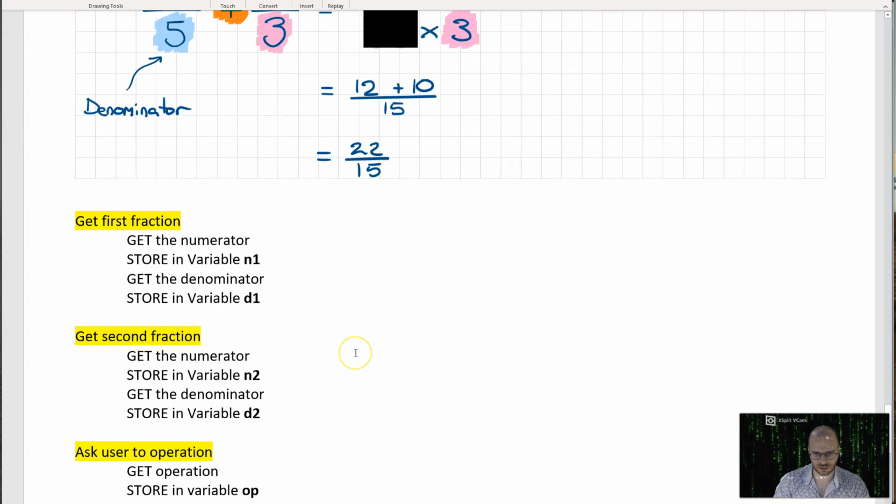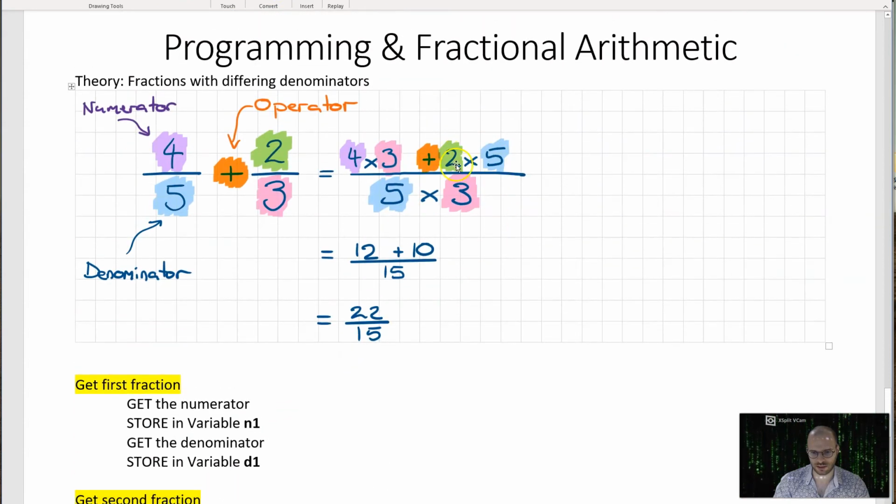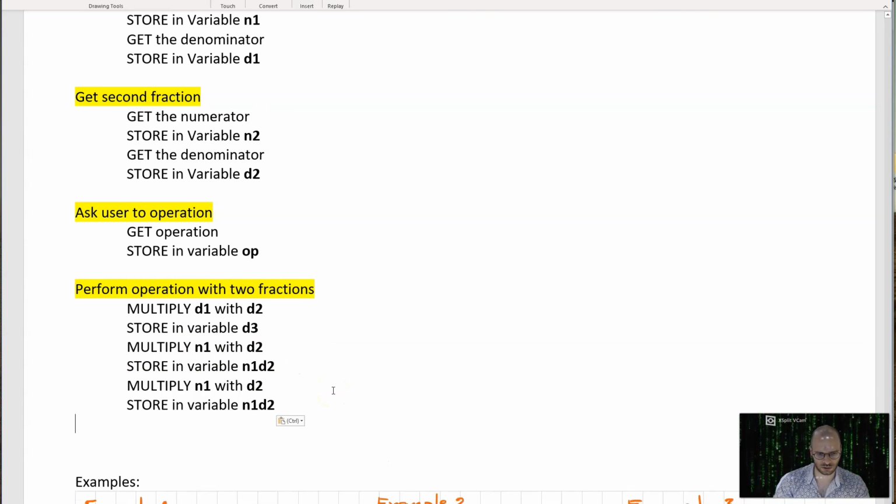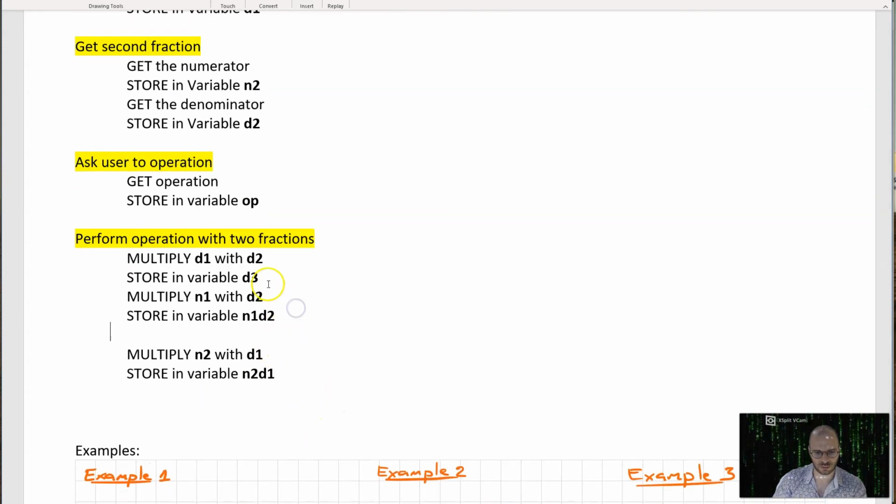Now, next part is we have to do the same, but for this second part of the numerator here. So the second numerator multiplied with the first denominator. So basically, it's going to be these steps all over again, or these two actually. So we'll go multiply n2 with d1, and that will become n2d1, like so. Now let's just break this up a little.